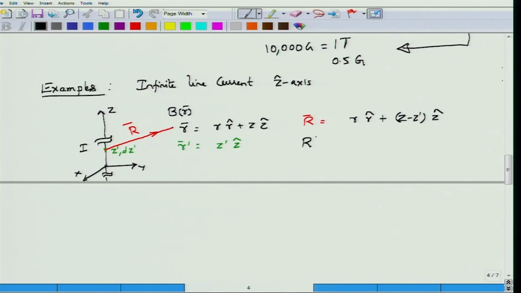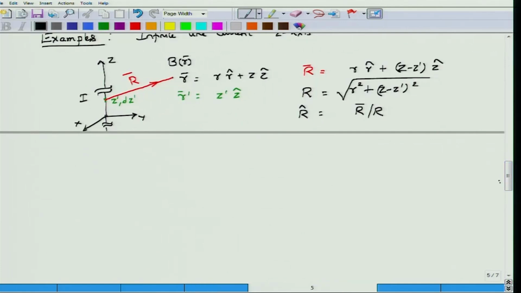What is the magnitude of this vector? The magnitude of this vector is the square root of r square plus z minus z prime square, and I also require the unit vector R hat. Unit vector R hat is given by the vector R divided by its magnitude R. Now we are ready to apply Biot-Savart's law. The magnetic field B is given by mu 0 by 4 pi, which is a constant, so I am going to remove that from the integral, and I consider the integral from minus infinity to plus infinity because that is where the current element is going. I is also constant, so I am going to remove I, and integration is with respect to the z axis.